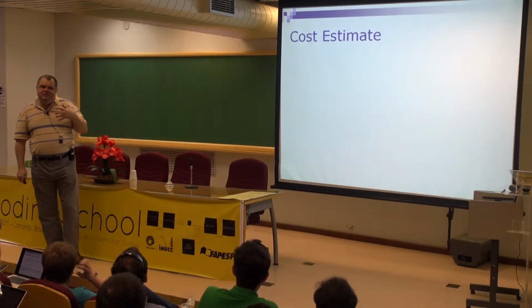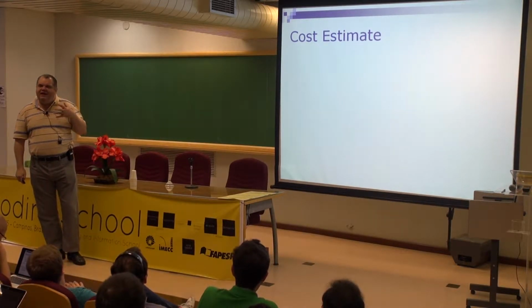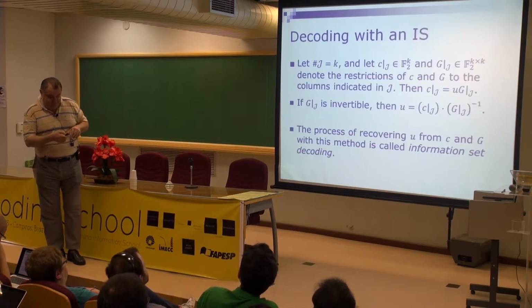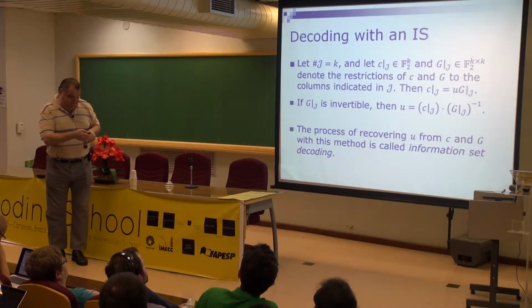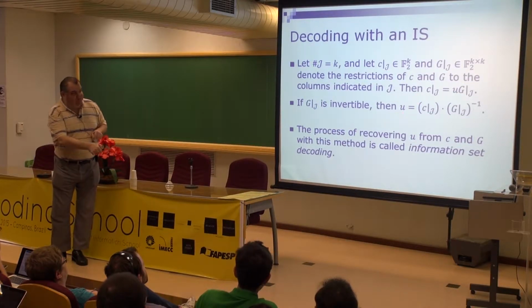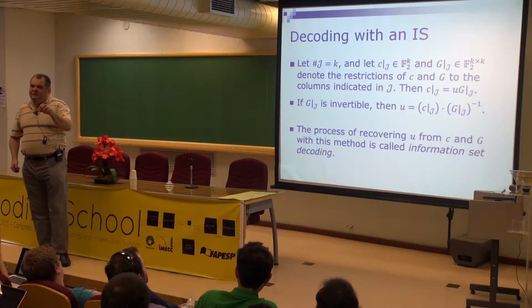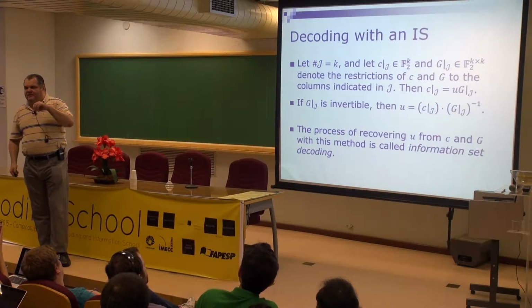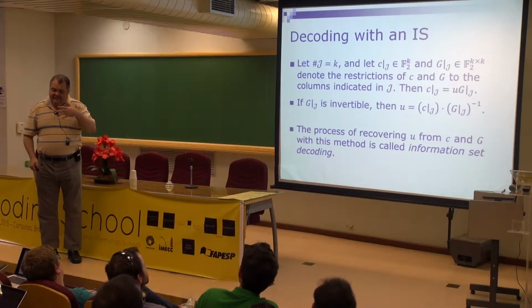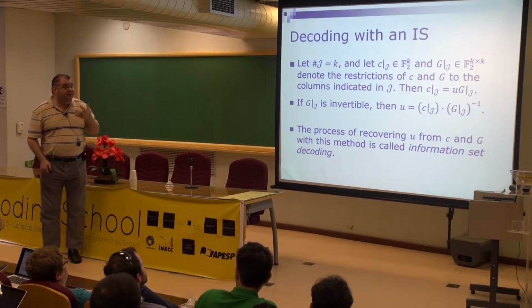Well, assume that we can check if the value of U we have corresponds or not to a proper code word. How do we do that?